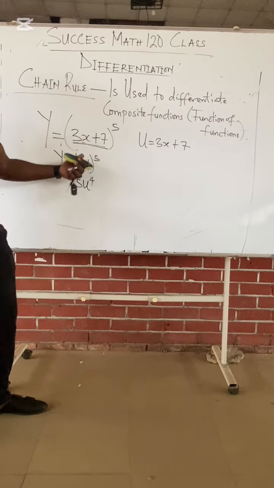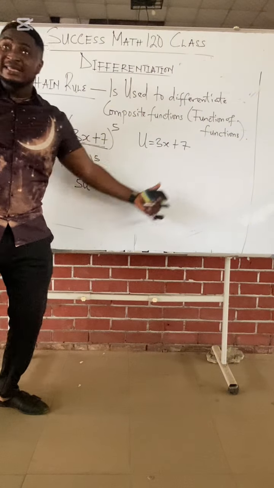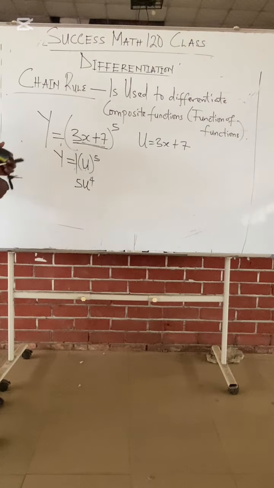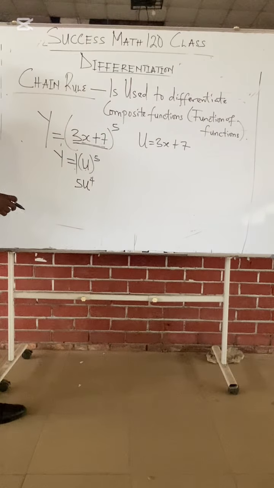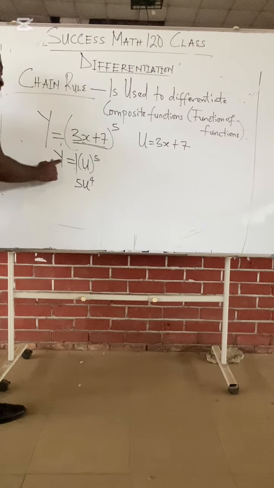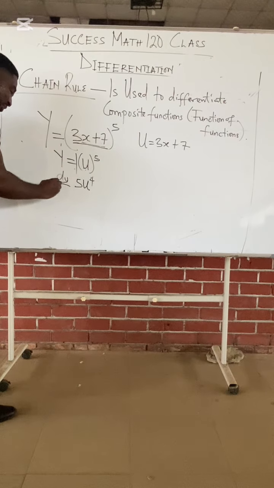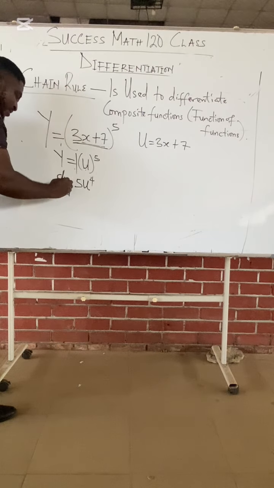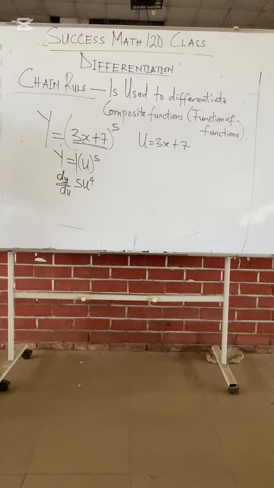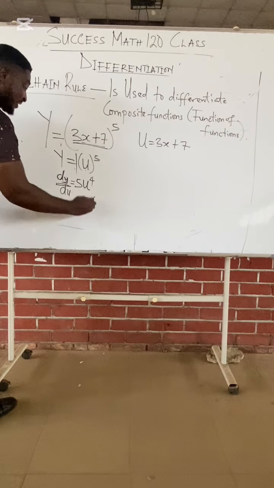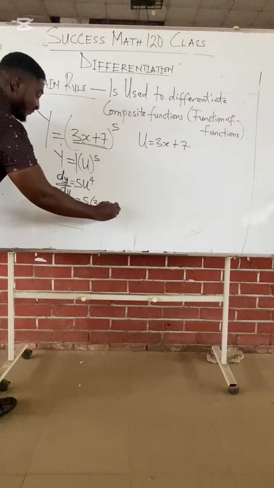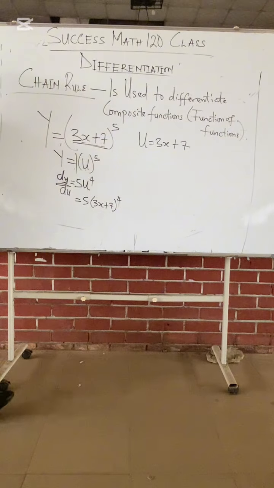But while replacing this with u, note that u is 3x plus 7. For you to remove 3x plus 7 and put u, you must remember that u is 3x plus 7. Now, after replacing this with u, our new equation is y equals u raised to power 5. Differentiate y with respect to u and you have dy/du, which is 5u raised to power 4. But because u is 3x plus 7, that will be 5 into bracket 3x plus 7 raised to power 4. This is dy/du.